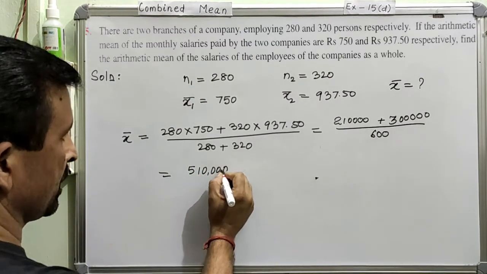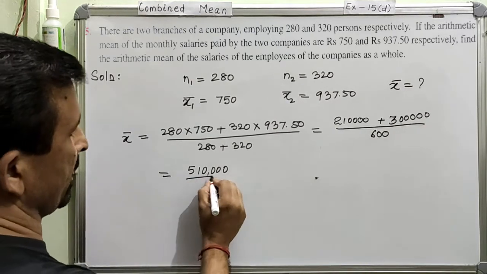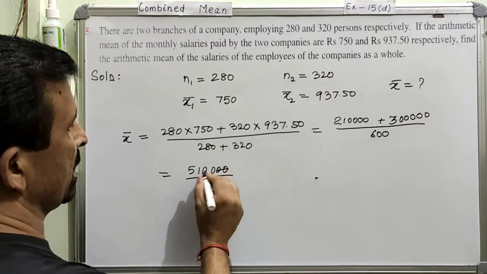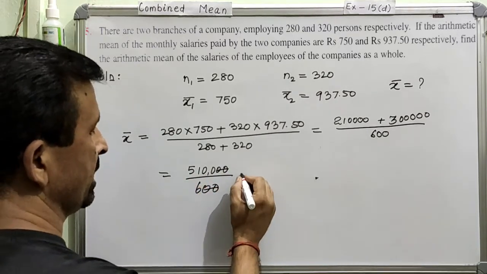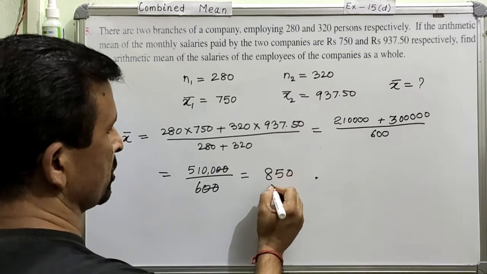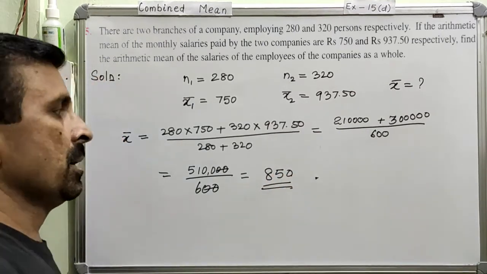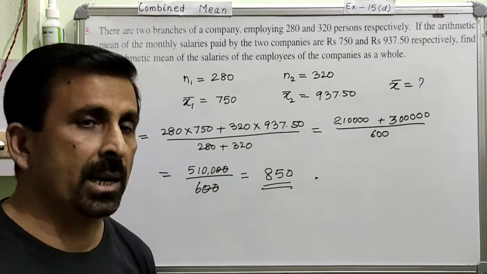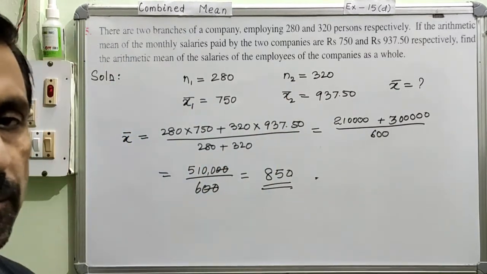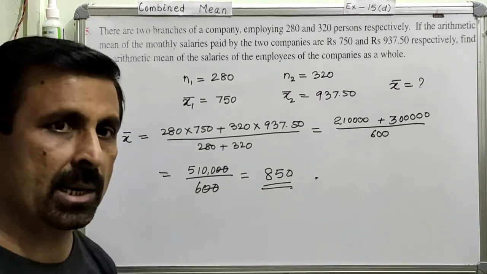Is this okay? 5 lakh 10,000 divided by 600. Now simplify. This 20 cancels this 20. Now 5100 divided by 6. So it will come as equal to 850. So this is the combined mean of all the 600 people working in two different groups. Is it very clear? Thank you.